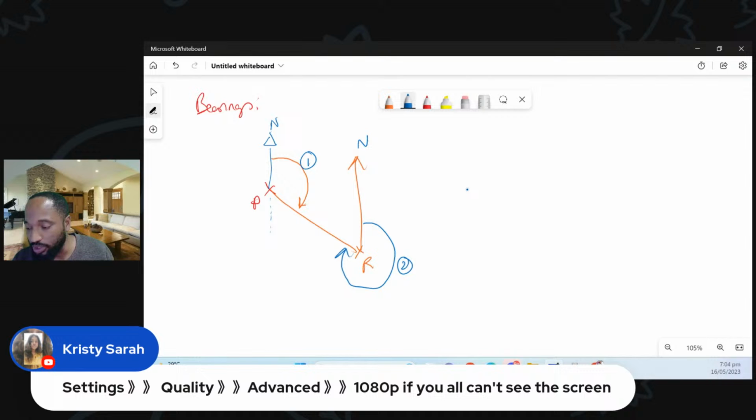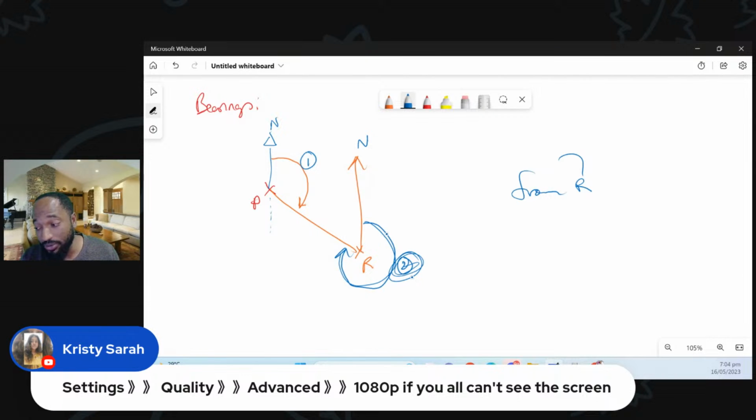Which one of them represents the bearing of P from R? From R. It means the point of interest is R. So you need to say 2 represents the bearing of P from R. You understand? You see how many people say 1.